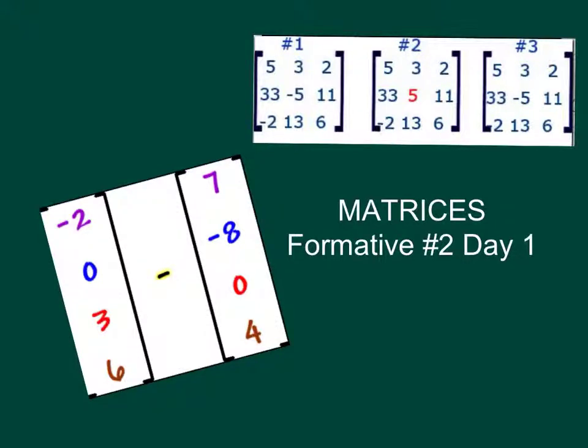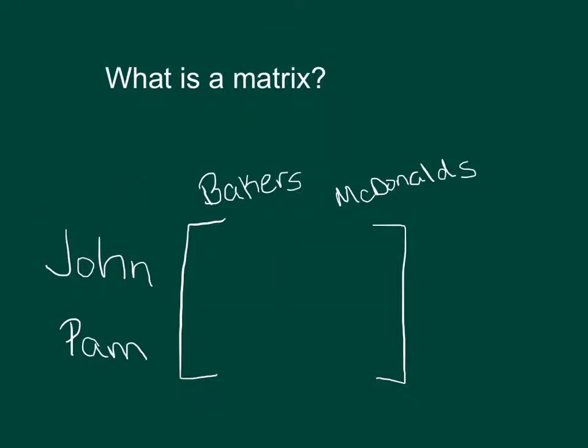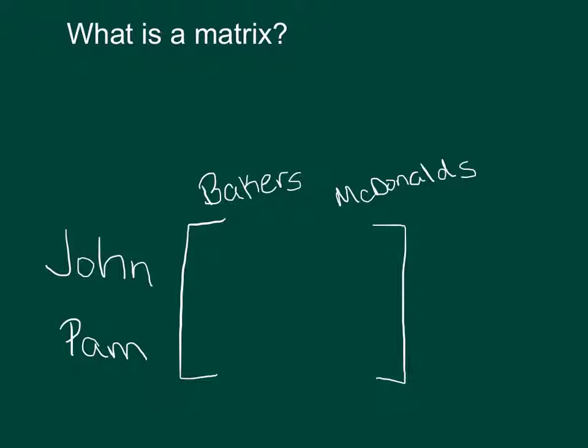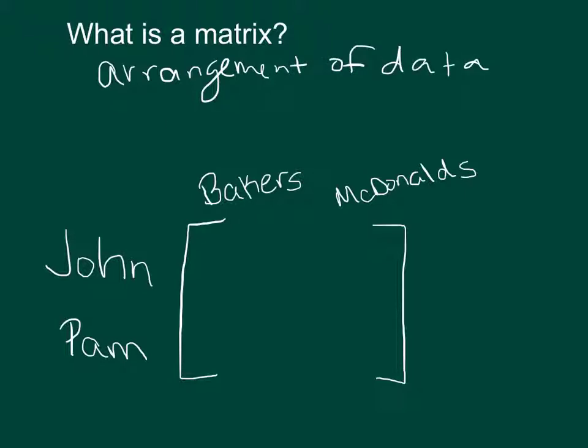Okay, today we're going to be talking about a matrix. Okay, so let's talk about what the definition of a matrix is: an arrangement of data in columns and rows.